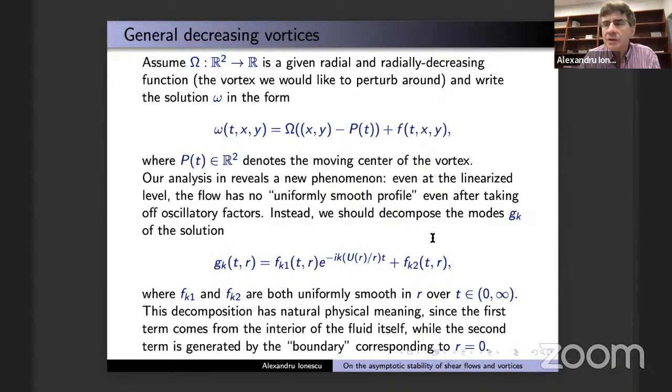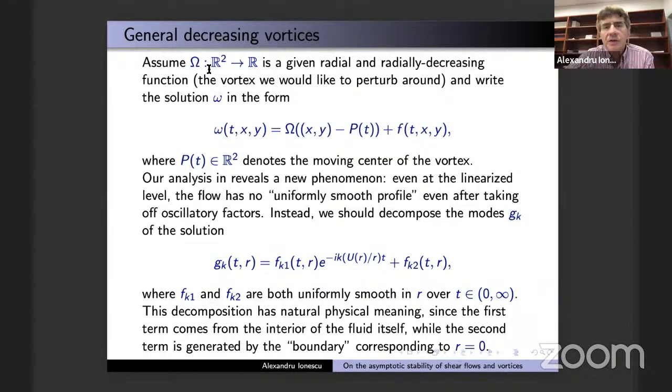So our goal is, of course, to understand... the outstanding problem here is to understand the stability of the general vortices, so general radially decreasing vortices. These are objects that form through the evolution. There are many numerical simulations that show that these radially decreasing vortices start forming through the evolution as if they're the solitons that the solution wants to converge to. And so here we found that there is a different phenomenon that we have to be aware of. So I'm going to describe the problem first.